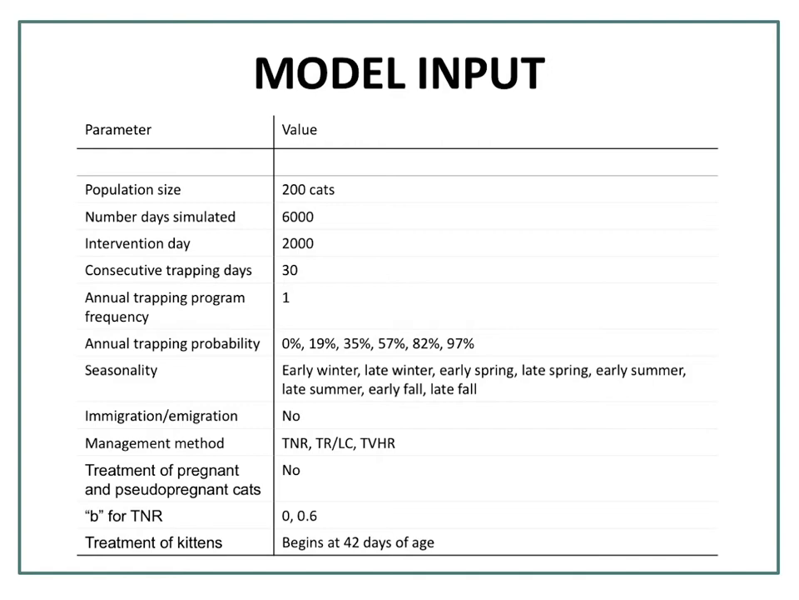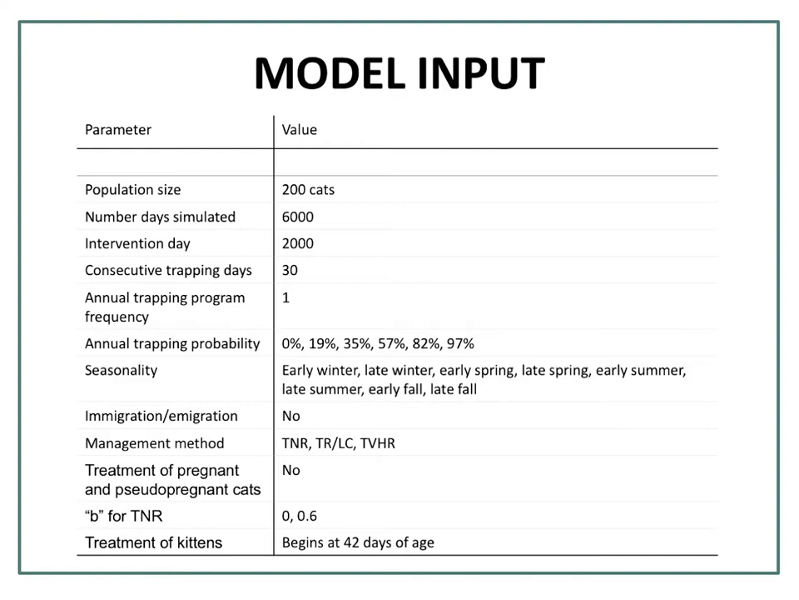We look at seasons from early winter to late fall, and we have not included immigration or emigration in this model, as well as pseudo-pregnant and pregnant cats in our treatment groups. And the reason we have excluded the treatment of pregnant and pseudo-pregnant cats is mainly because a lot of programs just choose not to treat those animals because they're difficult to distinguish. And so that's our primary reason for excluding that group.